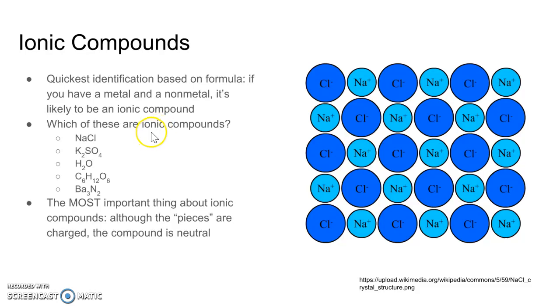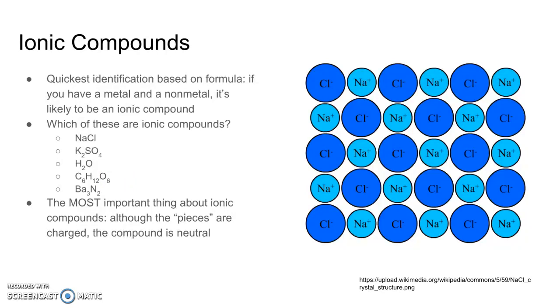So the ones that are ionic compounds are sodium chloride, potassium sulfate. Don't worry, you wouldn't know what the sulfate is yet. And then barium nitride. Water, although very important, is not an ionic compound. No metals present. And glucose, which is this particular compound, very important in biology, but not an ionic compound.